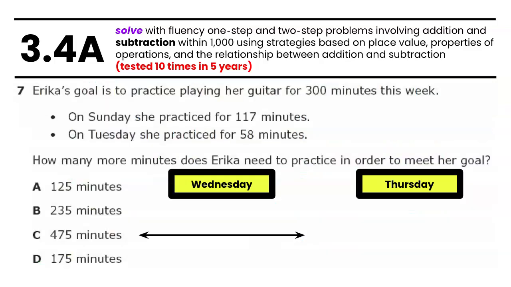In this next problem, Erica's goal is to practice playing her guitar for 300 minutes this week. On Sunday, she practiced 117 minutes, and on Tuesday, she practiced for 58 minutes, and we need to know how many more minutes does Erica need to practice in order to meet her goal.